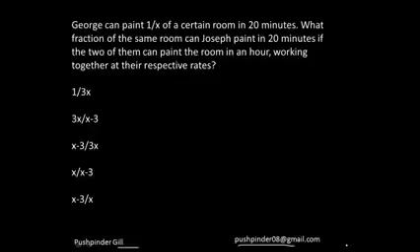Now let's go ahead and do this question. George can paint 1/x of a certain room in 20 minutes. What fraction of the same room can Joseph paint in 20 minutes if the two of them together can paint the room in an hour, working together at their respective rates?